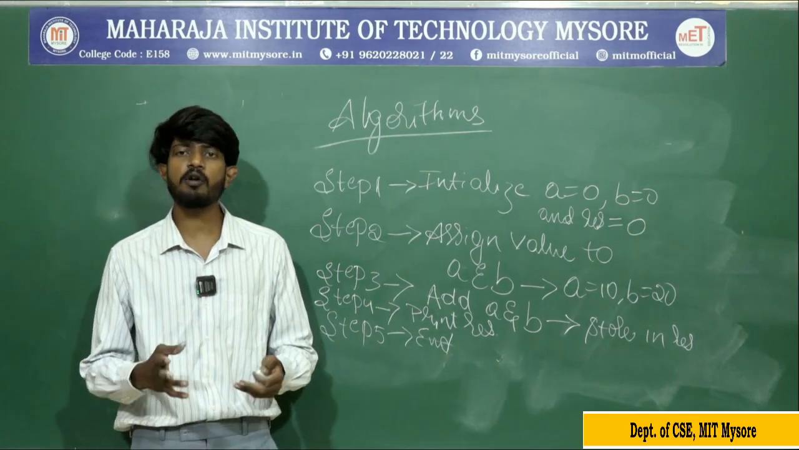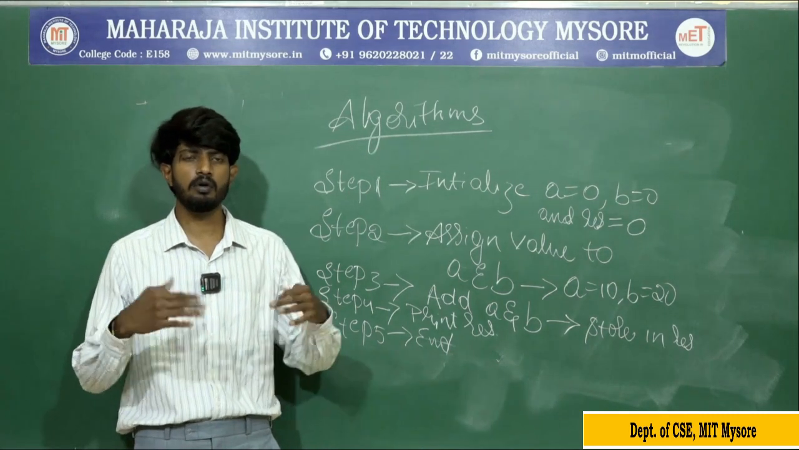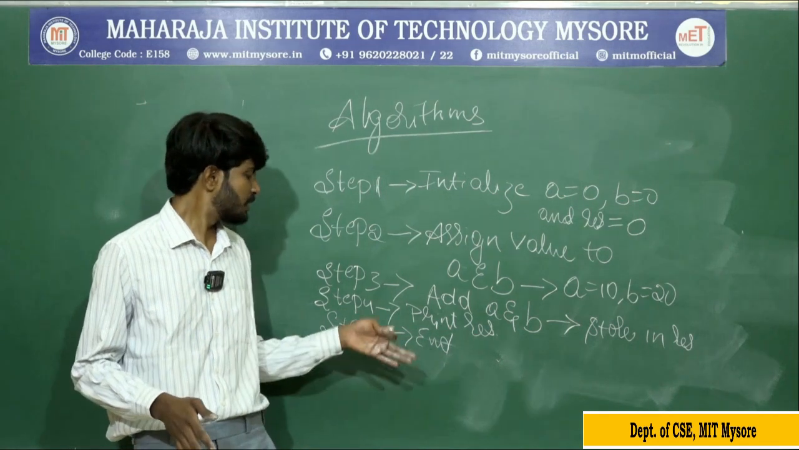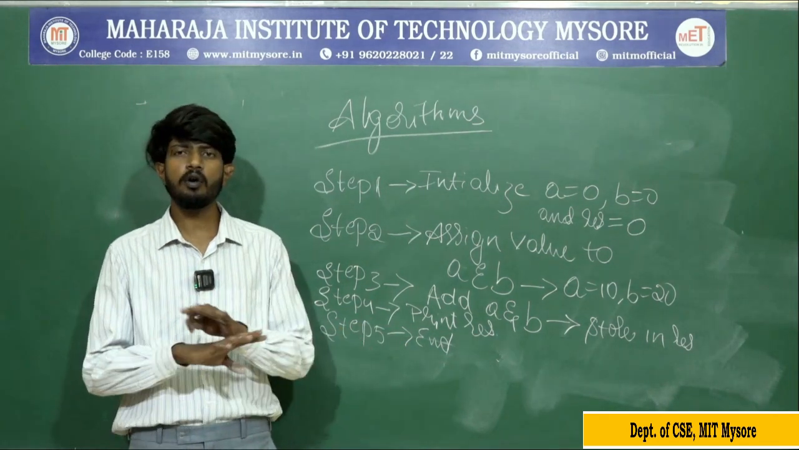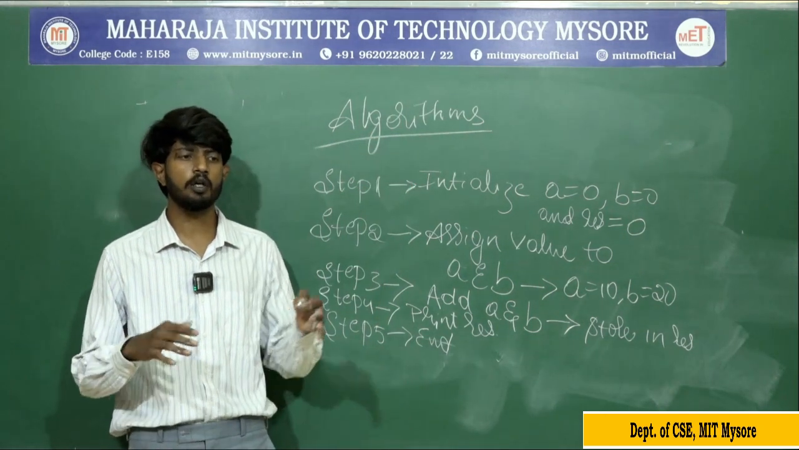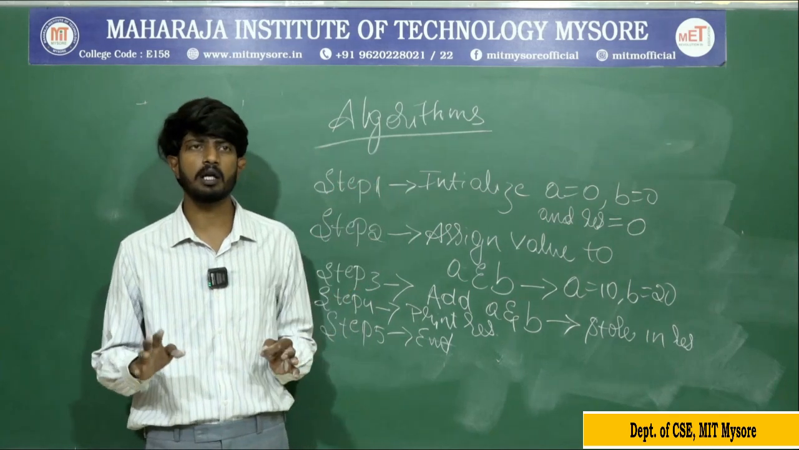Then in step 4 we are going to print that RES. So we need to show the user that this is your output. Then in step 5 we are going to end our program. So this is what you do in algorithms. So this is about algorithms.